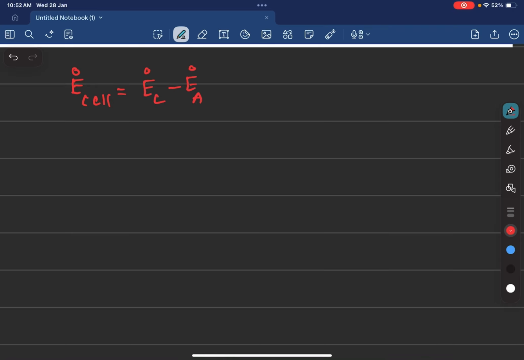Here we are taking reduction values, so while representing this, you are supposed to indicate both in the reduction form. At cathode, the reduction equation is Cu2+ + 2e- gives Cu. At anode, we need to indicate the same reduction values, Zn2+ + 2e- gives Zn. These values they will give in the question. So the Zn2+/Zn value will be minus 0.76.